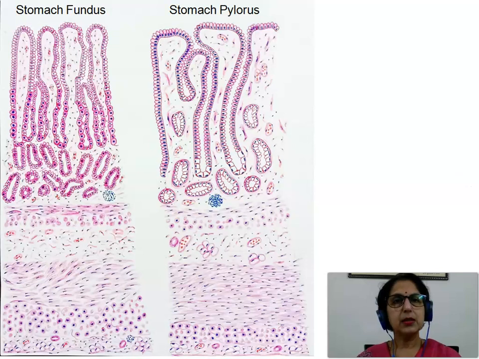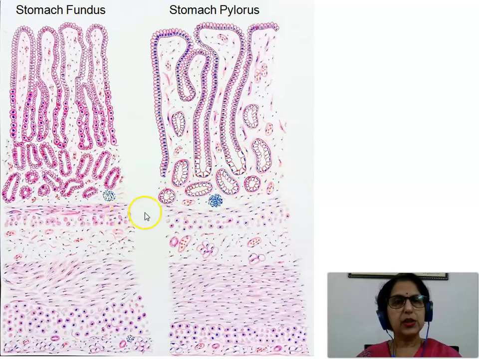This here is a comparison between the diagrams of stomach fundus and stomach pylorus. Now, as we can see here, the gastric pits extend only up to the upper 1/3 in the fundus of stomach, while they are deep and they extend up to the upper 2/3 of the thickness of the mucosa in stomach pylorus. The glands in the fundus of stomach occupy the lower 2/3 of the thickness of the mucosa, while in pylorus they occupy only the lower 1/3 of the thickness of mucosa.